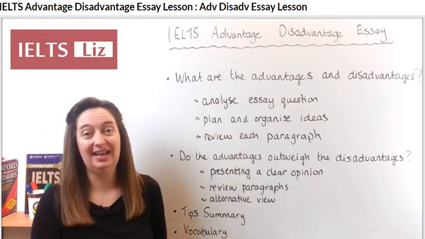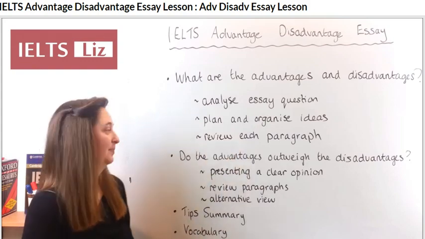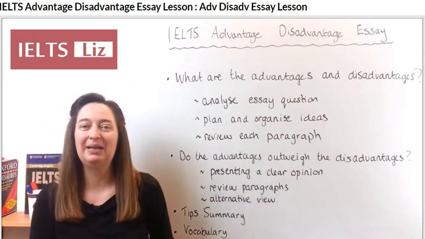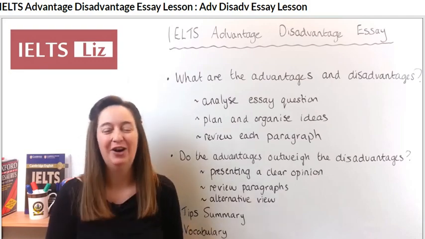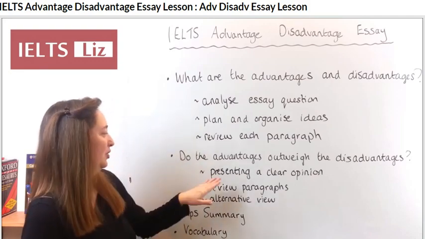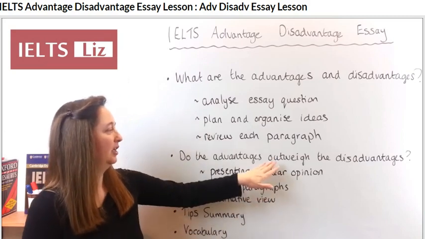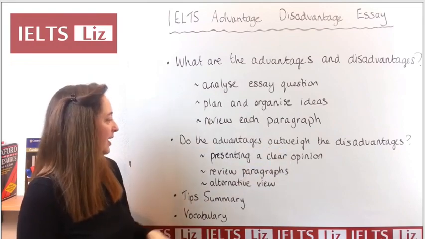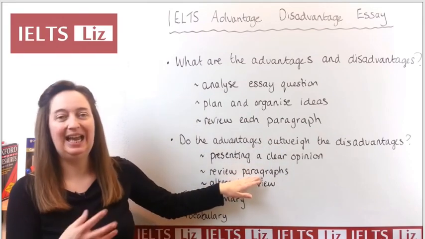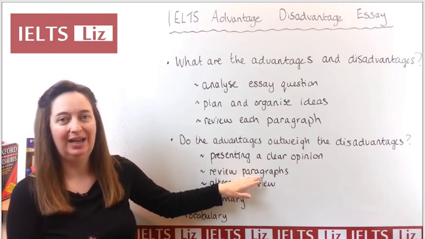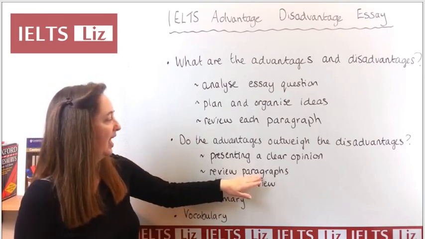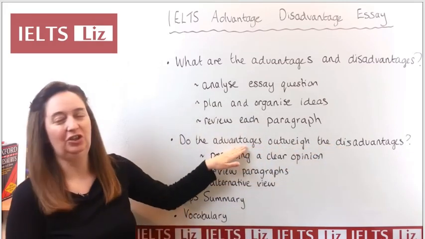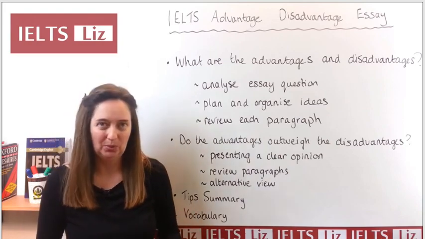When we've finished that essay, we're going to look at a different type of essay, which is, do the advantages outweigh the disadvantages? And this is probably the most difficult essay to write in IELTS. Now, we're going to look at how to present a clear opinion for this essay question, because that's the key to getting a high band score. And we're going to review each paragraph again to form a full model essay for Band Score 9. And for that essay, we're going to say that the disadvantages outweigh the advantages, and that will be the view that we're going to support.